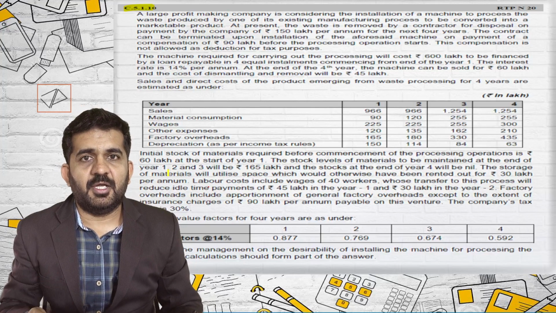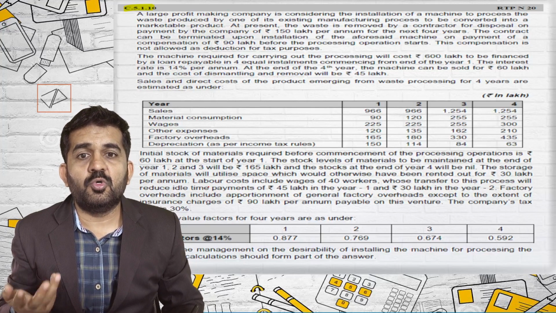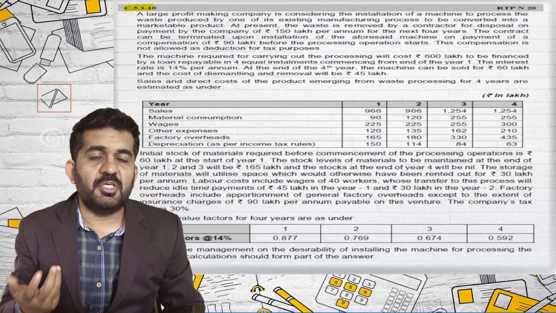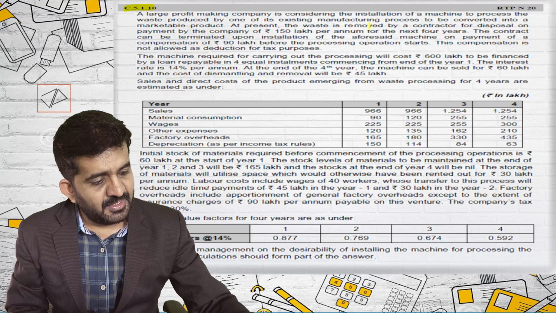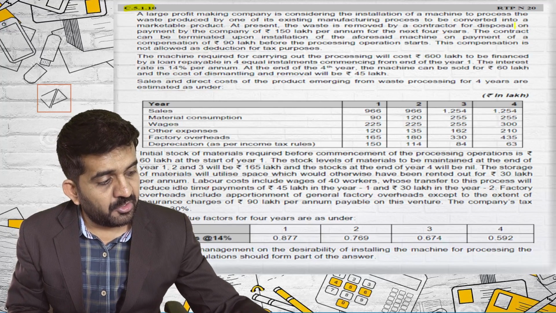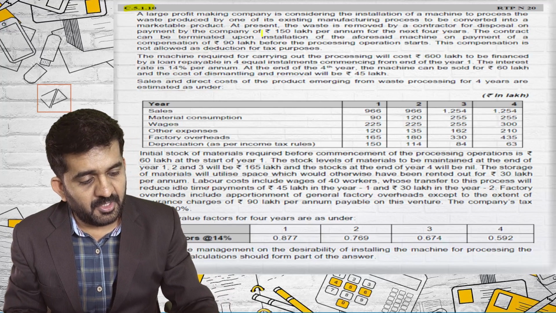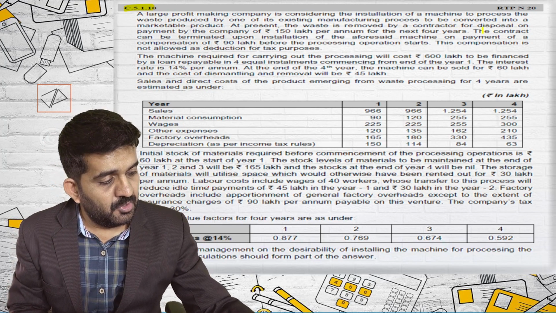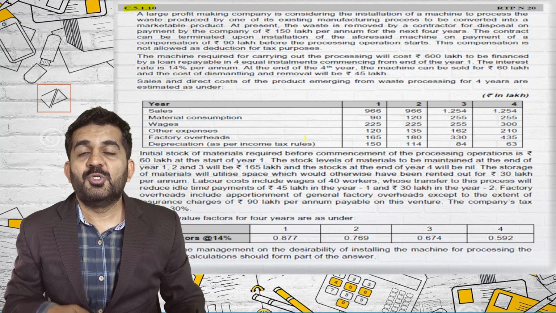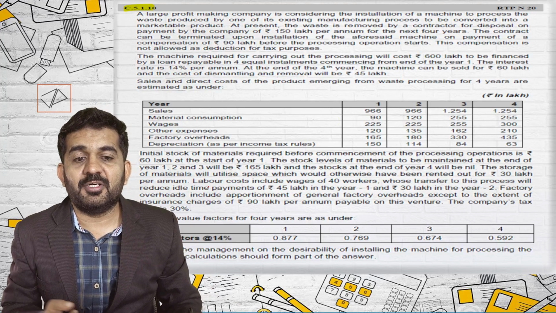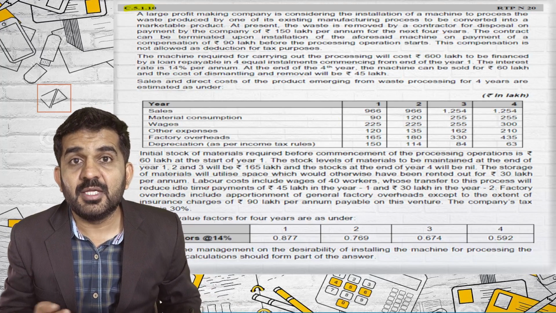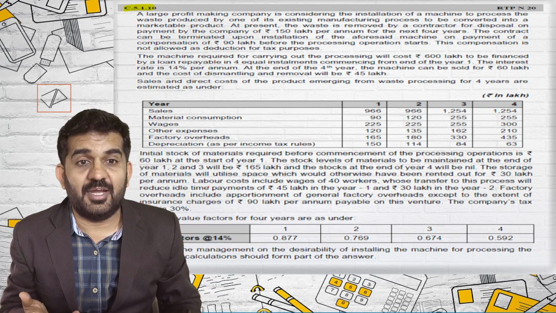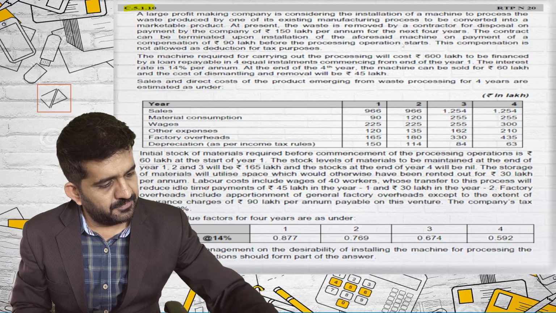So right now what they are planning is they want to convert their waste into marketable product and they will be purchasing a machine for the same. At present, the waste is removed by a contractor for disposal on a payment by the company of 150 lakhs per annum for the next 4 years. So you have a contract with a contractor that he will be removing your waste and he charges you 150 lakhs rupees per annum, and the contract is for the next 4 years.